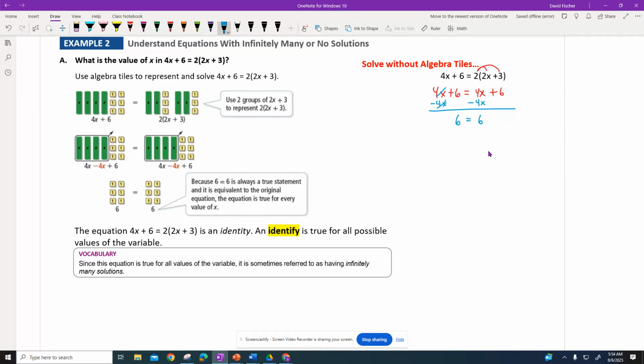So this is what we call the identity. If this is true, when our x's go away, if what's left is true, then on this one we say all our infinite solutions are all, let's see, what is it? I'm trying to remember. All real numbers, I think, is what they put on. Let's see. No, infinite solutions.